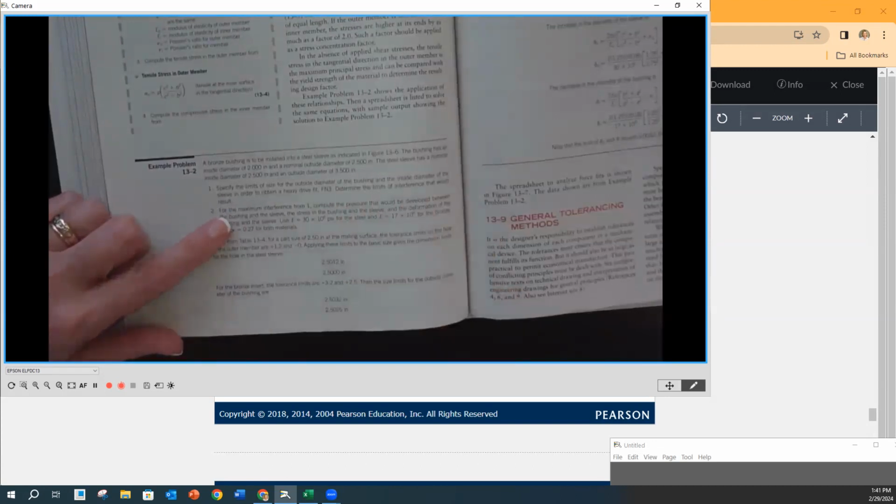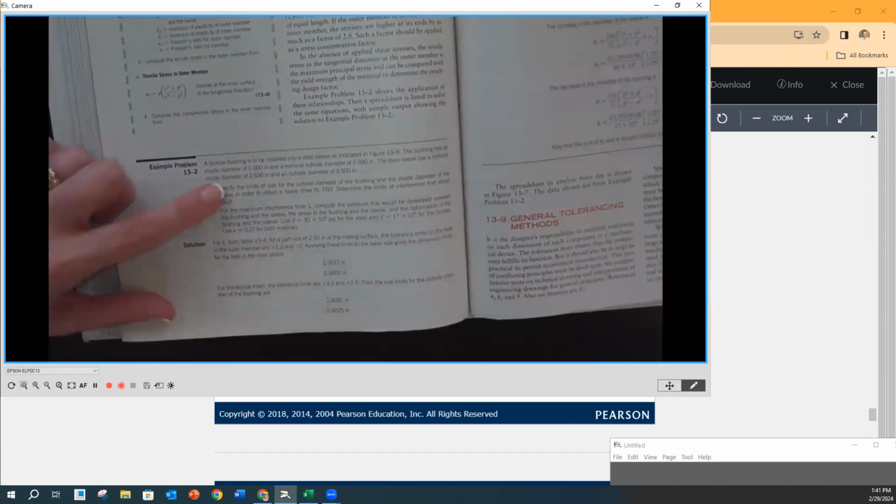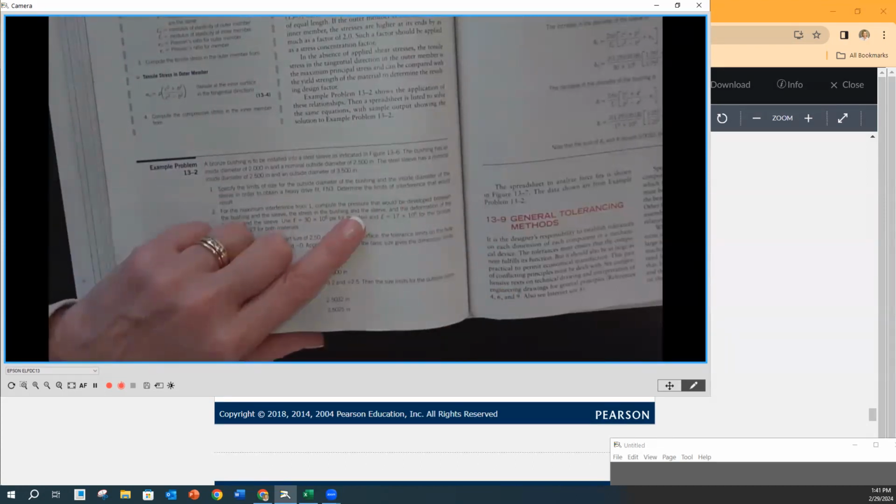Now, for a maximum interference from part 1, we want to compute the pressure. That's the worst case scenario. The maximum amount of interference is going to give us the worst case scenario. But if it's anything less interference wise, then it's just going to be less pressure, less stress. So we want to check our worst case scenario.